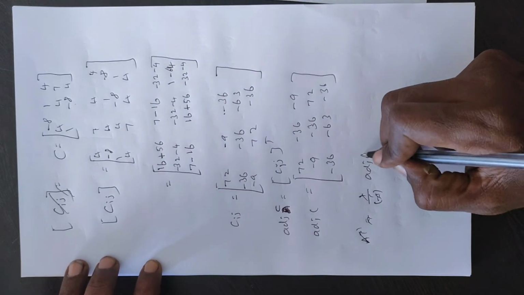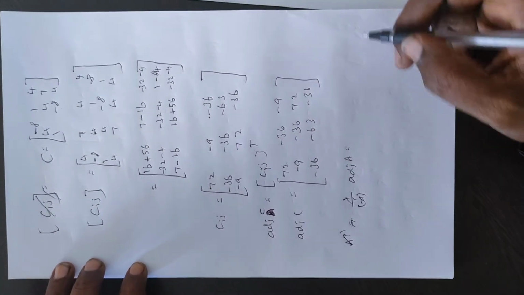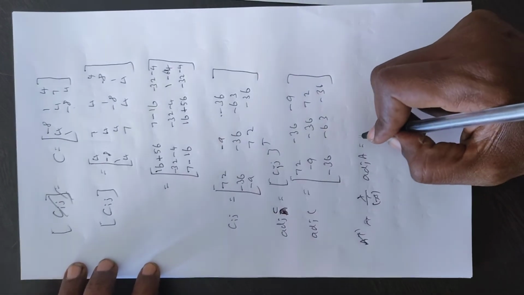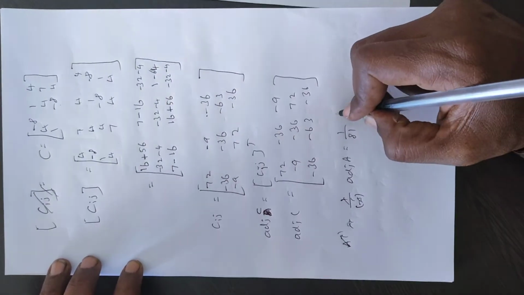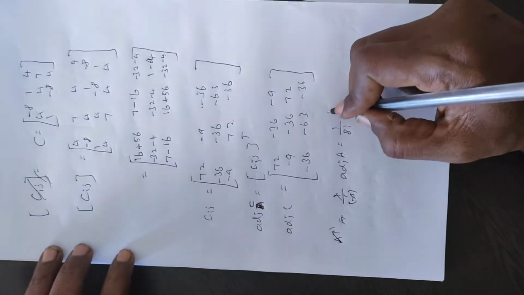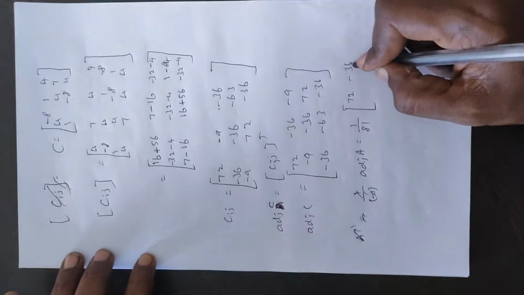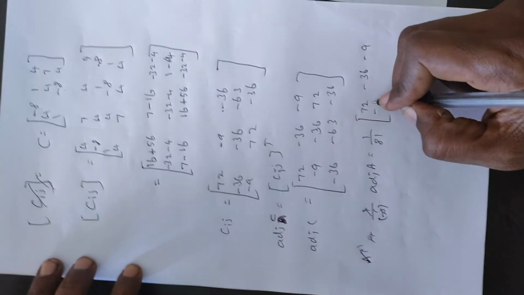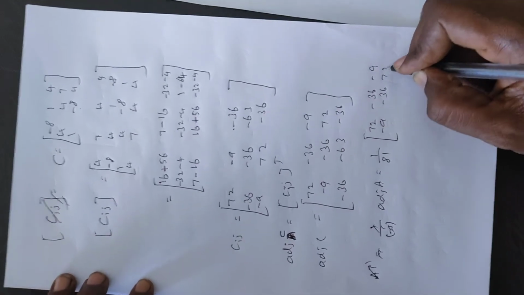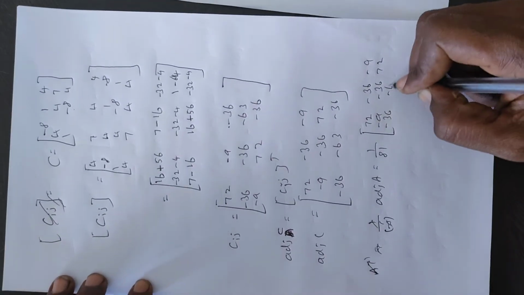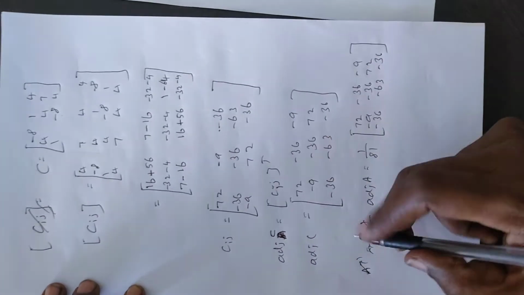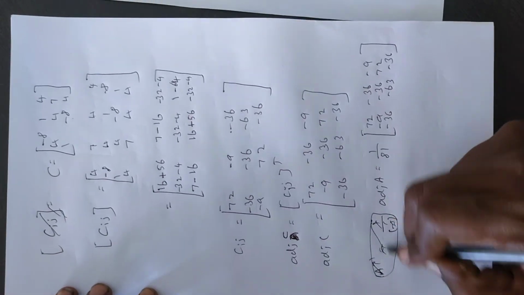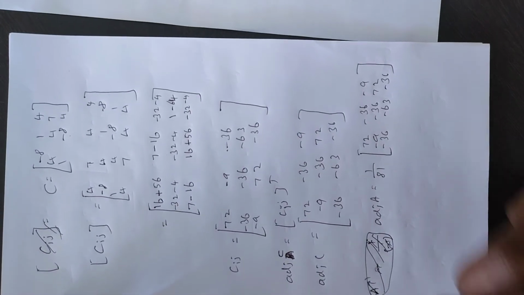Then adjoint of A equal to lambda power n minus 1. This is a formula we know already. So lambda power n minus 1 value is 1 by 81. Then the adjoint of C value we can write here: 72 minus 36 minus 9, minus 9 36 72, 36 minus 63 minus 36. So now this is the adjoint of A.